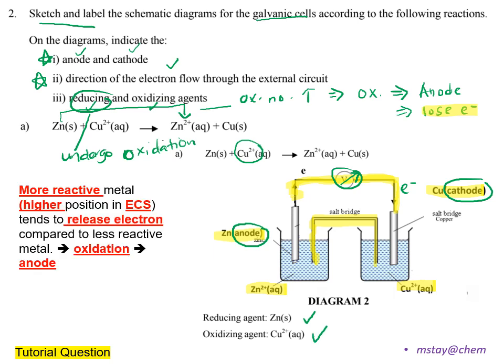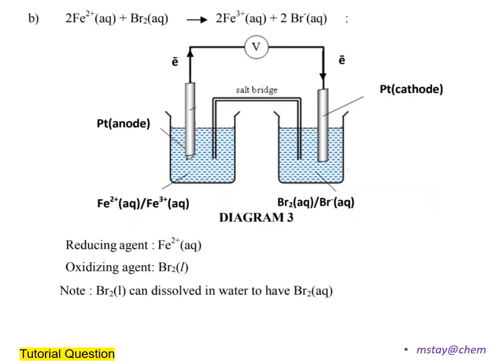So do keep in mind, maybe in SPM, you have to remember the electrochemical series. Basically, the more reactive metal is always at the higher position, and they tend to lose electrons. So that means they undergo oxidation, and they will act as the anode. Let's proceed to another part of the question, B.